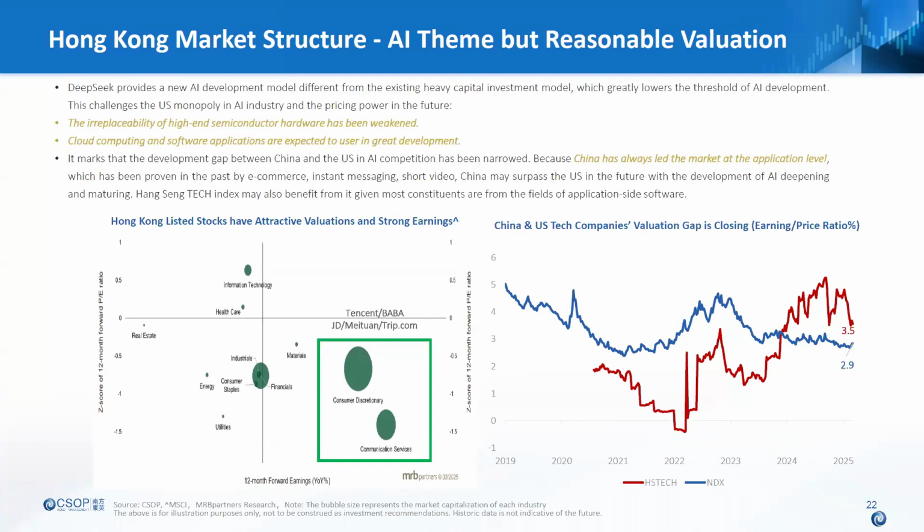And the second is about the software side, because cloud computing and software apps are expected to have great development, leveraging China's strengths at the apps level. So this provides a very good opportunity for China and Hang Seng Tech names to catch up with their US peers, given their still promising earnings with relatively reasonable valuation.